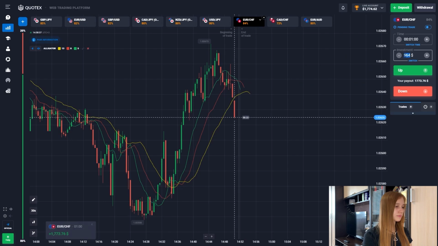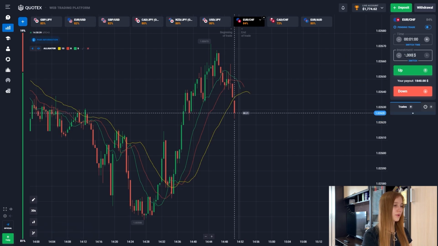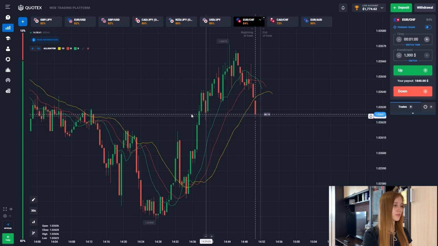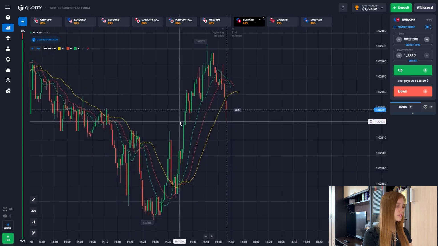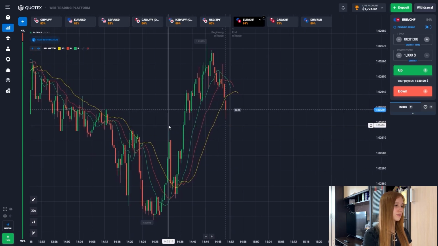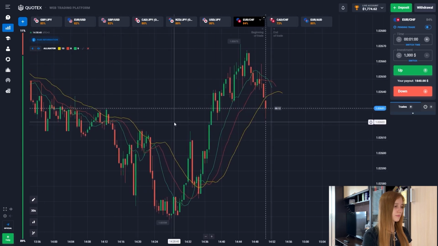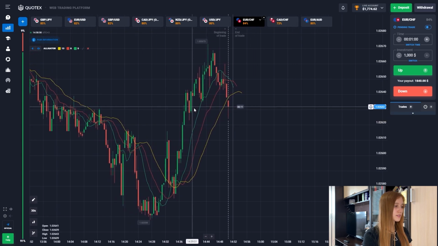Perfect. Deal in plus. We already have almost $2,000 on our balance. Pretty good result. Let's choose a concept pair and a good trade.